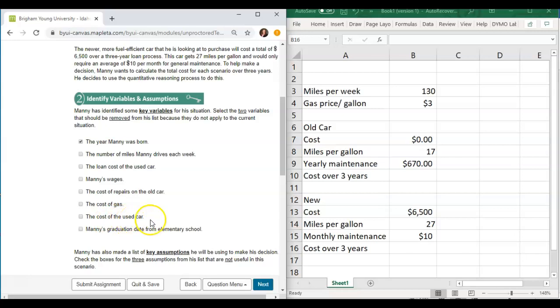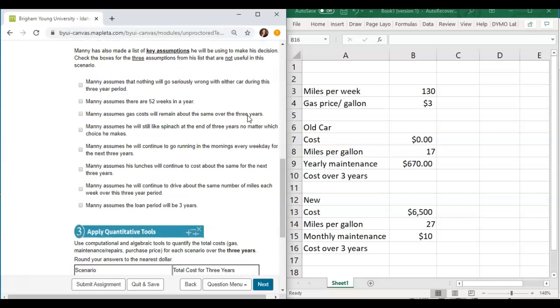The cost of the used car. I think that was already on here. Oh, the loan cost of the used car and the cost of the used car. I'm guessing again here, the cost of the used car, which it calculates into the cost of the loan because that changes how much he's going to have to pay for the overall cost of the car. And the last one, Manny's graduation date from elementary school. Again, this does not apply to this situation. It might apply to something else, but it is not helpful in the key variables for this particular quantitative reasoning problem. So we selected 2 variables that should be removed.